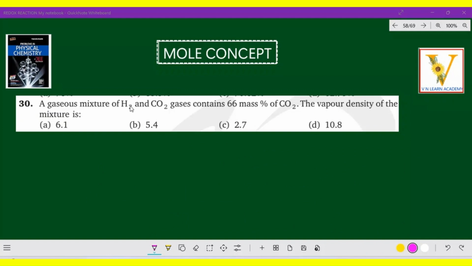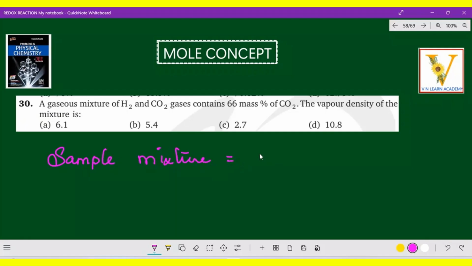A gaseous mixture of hydrogen and carbon dioxide gases contains 66 mass percentage of carbon dioxide. The vapor density of the mixture is asked. This is also a very important question. Come on, let us check that. Here they mentioned the mass percentage of carbon dioxide. This is actually a mixture: hydrogen and carbon dioxide gases containing 66 percentage of carbon dioxide. So we can bring in the idea of a sample mixture.